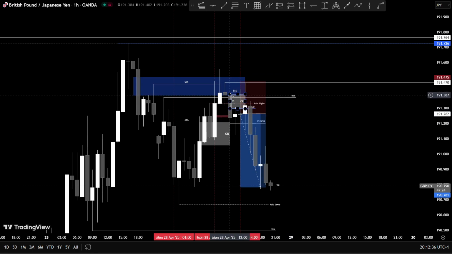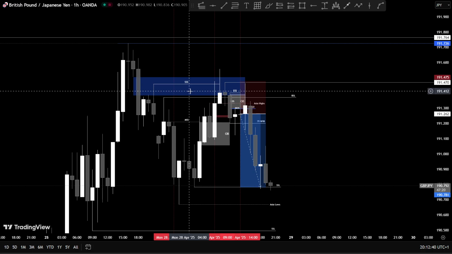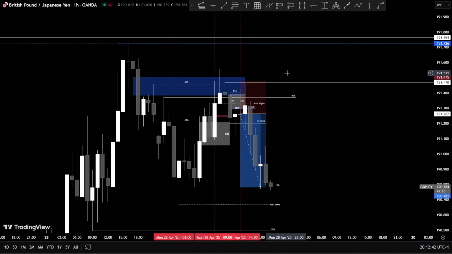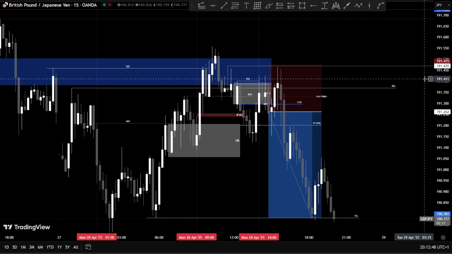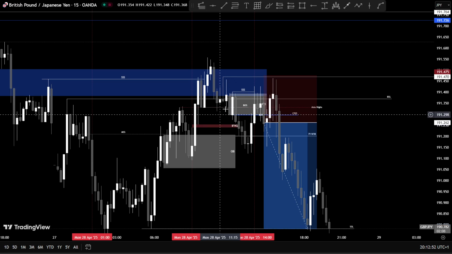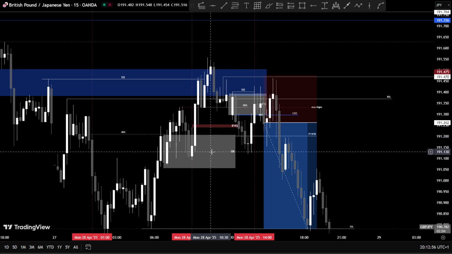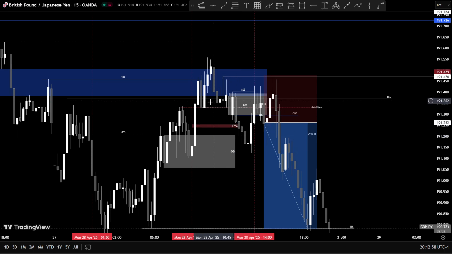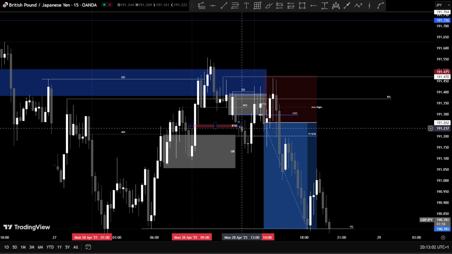So we have a 4-hour liquidity sweep, 1-hour liquidity sweep, 1-hour fill in the fair value gap, and the order block on the 4 hours. So after that, scale down to the 15-minute. As you can see, we broke structure right here, and then this fair value gap got invalidated on the 15-minute.